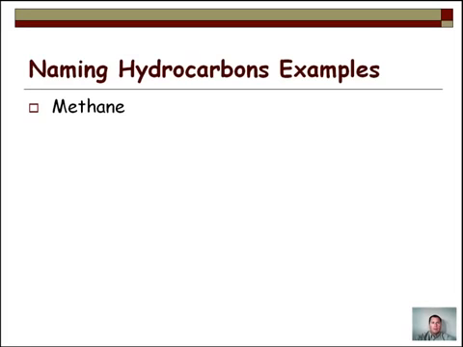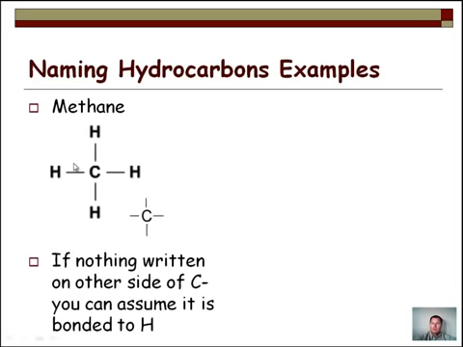So let's do an example. Methane. Okay, our prefix meth meant 1 carbon. So we put our carbon, and we know carbon has 4 bonds, so we put our bonds out there, and they filled up with hydrogen. Okay, so the other way we can write it is a carbon with just the lines out. If there's nothing at the end of these lines, we assume it's bonded to a hydrogen. It's just kind of a shortcut, a lazy way of writing it.